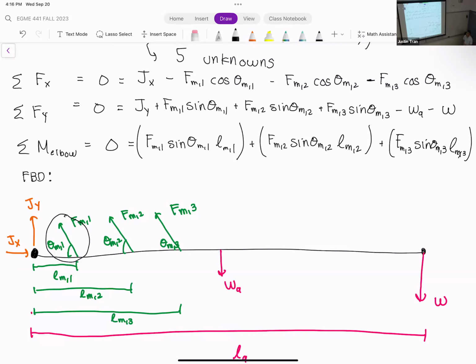Fm2 sine of theta m2 times Lm2 plus Fm3 sine of theta m3 Lm3. Okay. All of those are positive, but they're all producing counterclockwise moments.